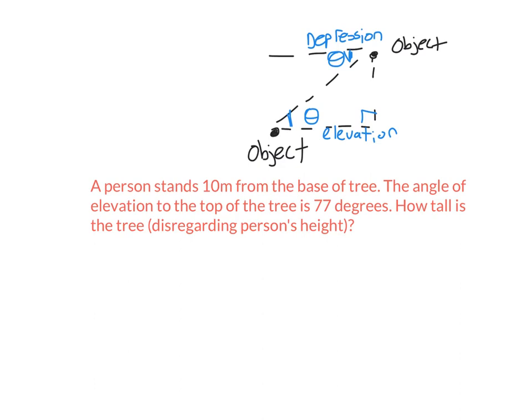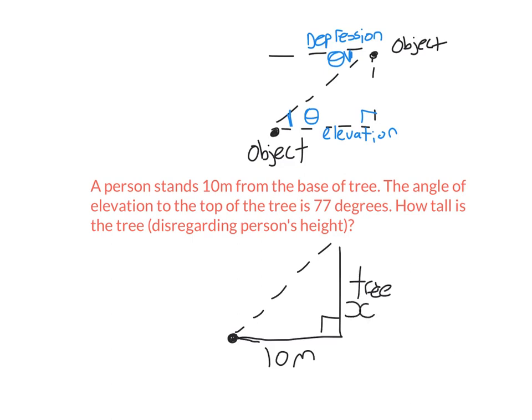So if you're not given a diagram, start by drawing one. What we have is a point here where the person is standing, and that's 10 meters away from some tree. So I'll just draw the tree here. We can't find any unknown sides or angles if we don't have a right-angled triangle, so we need to turn this into a right-angled triangle like that. We want to find the height of the tree.